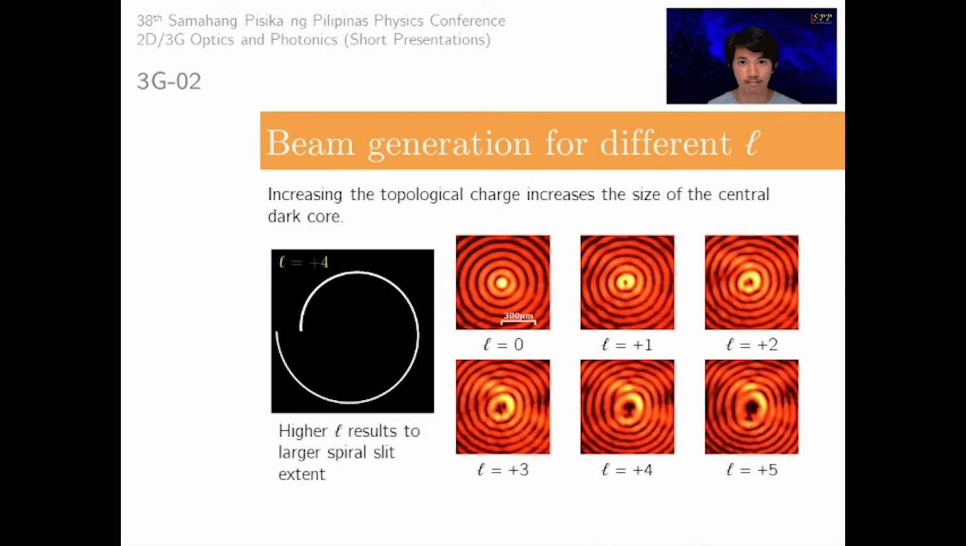We observe the central dark core for non-zero values of L, which increases in size as L increases. This implies that hubs with larger central dark core possibly have higher OAM content.